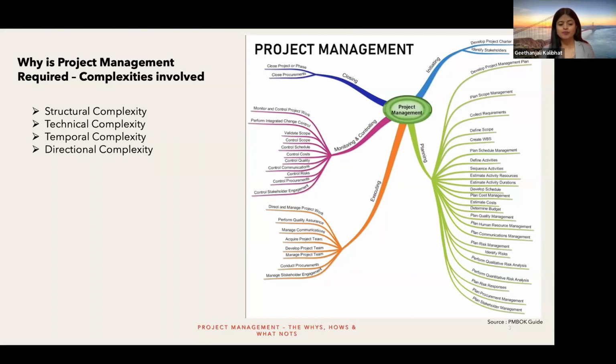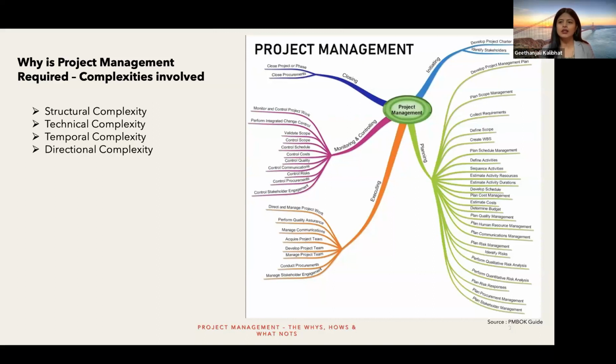Directional complexity, yes. You need to understand where you are headed. You need to have clarity of your project goals. If the project requirements are not clearly defined, if they are very vague, then there is a lot of scope for project scope creep to happen. So that needs to be avoided. So this directional complexity also needs to be handled.